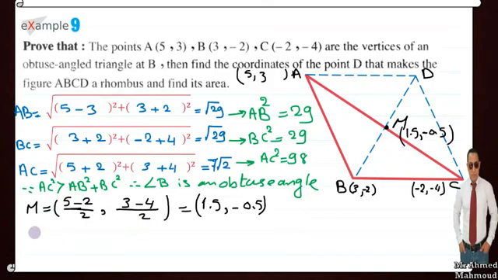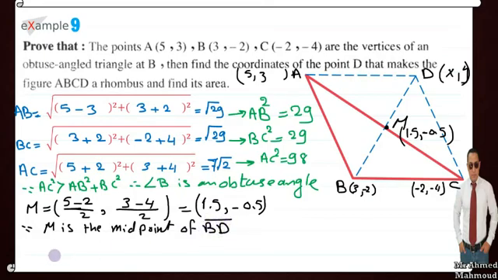Okay, now to find the point D. Then D, which is X and Y, okay, X plus 3 over 2 equal 1.5, since M is the midpoint of BD, therefore X plus 3 over 2 equals 1.5, and Y minus 2 over 2 equals negative 0.5.